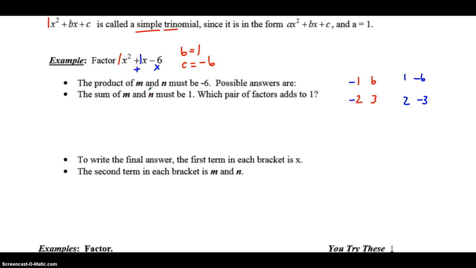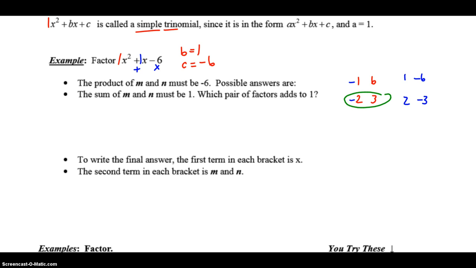Next question, which one of those adds to give me that number in the middle, adds to a positive 1? So negative 1 and 6, that gives me 5, so that's not right. Negative 2 and 3, oh, that's the 1. Adds to positive 1. And as soon as you find it, that's it. That is the number. These guys aren't going to work.